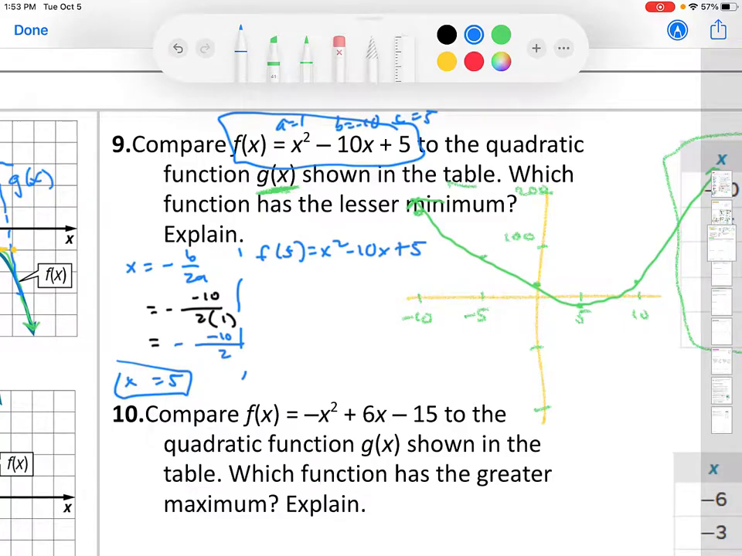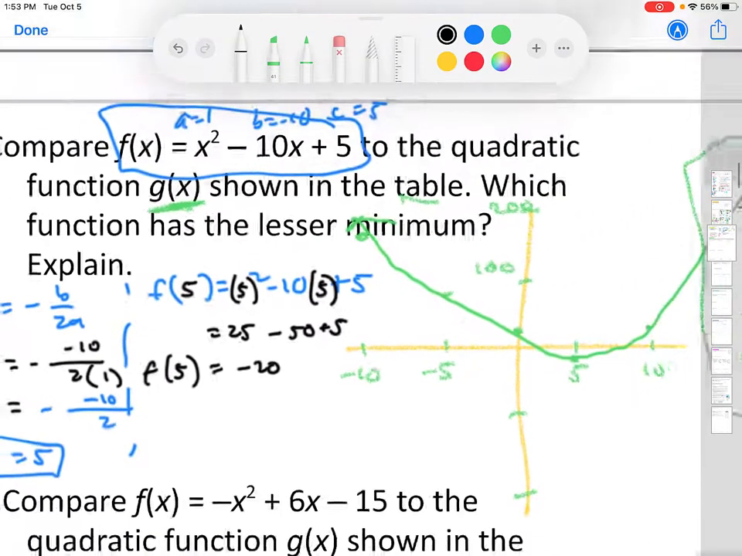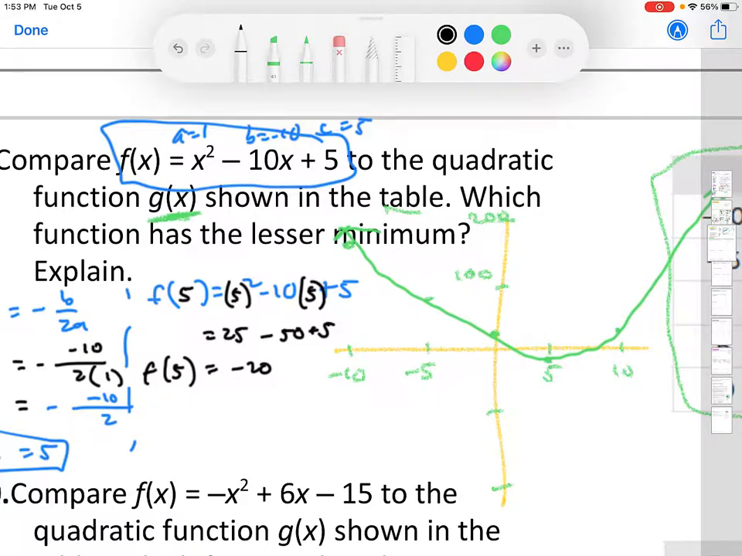Whoops, I forgot to draw the 5. Let's just erase that. And let's make it a different color. Whoops, now I'm messing up. Okay, 5, 5, 5. So this would be 25 minus 50 plus 5. So -25 plus 5 is -20. Okay, let's graph that. 5, -20. So that is this order pair right here, right? Remember the order pair?